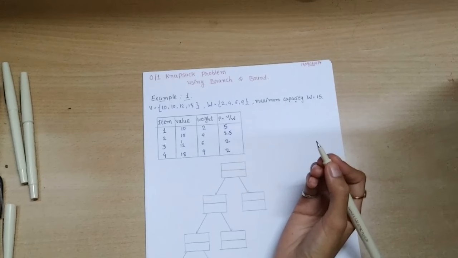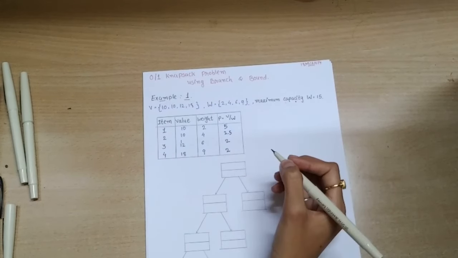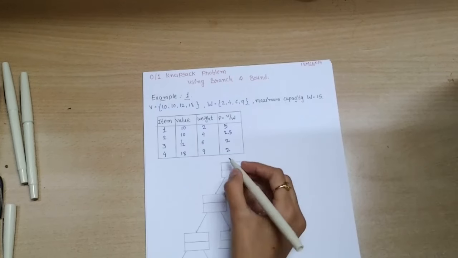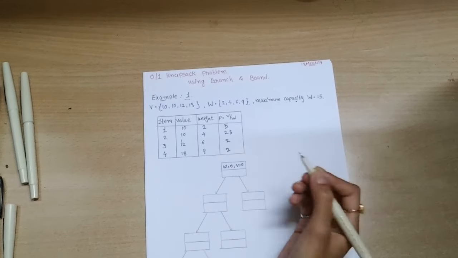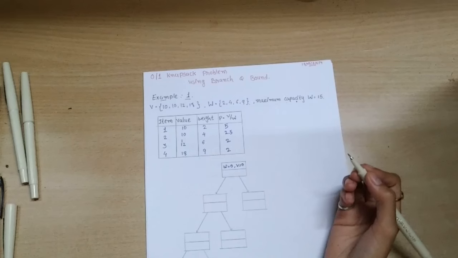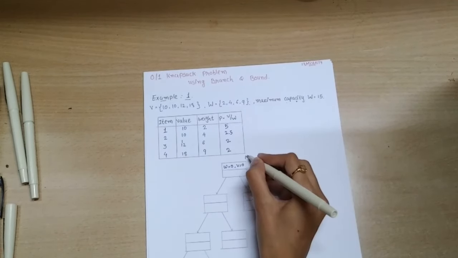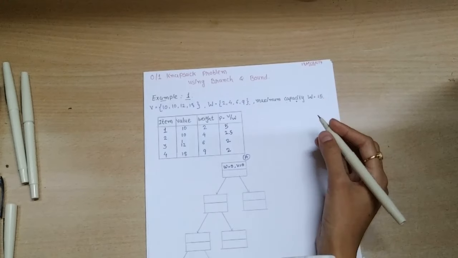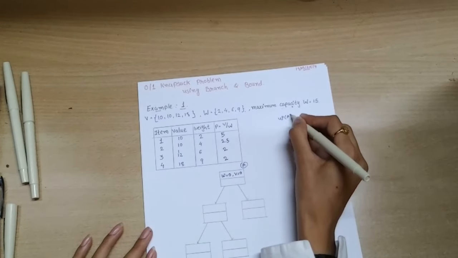Now we have to create a dummy root node, and the weight of the root node is 0, the value is 0. Now we have to calculate an upper bound of this root node. Let's name it A and let's calculate the upper bound of A.